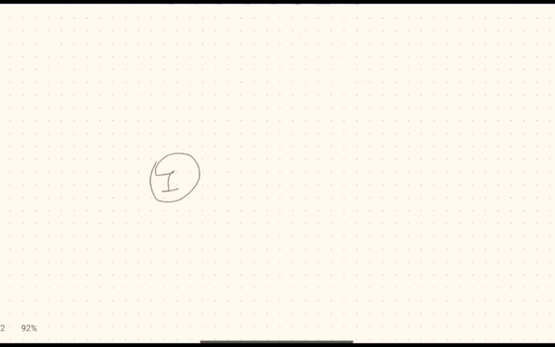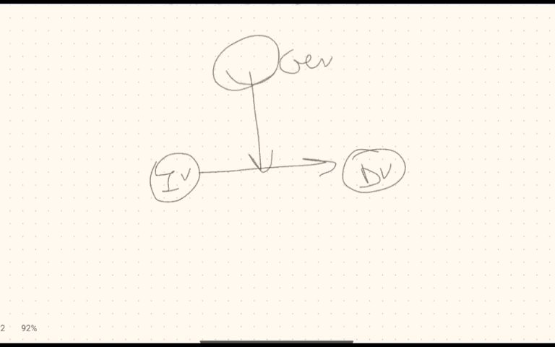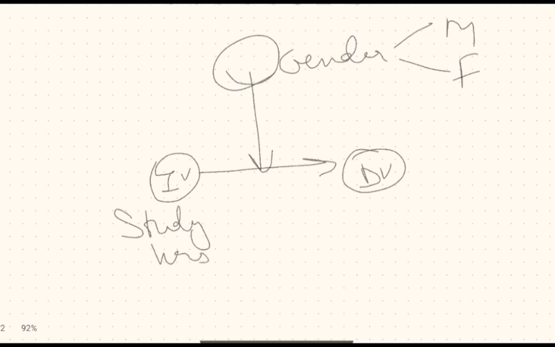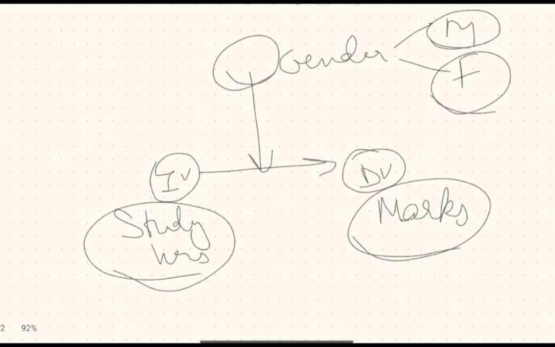So in case you have an independent variable and a dependent variable, and we say that it is moderated by gender, which is a categorical variable having two categories, male and female. So we say that study hours put in by a student influence the marks of the student, and it is different for male and female. It shows a different effect. The effect of study hours on marks is different for both categories of gender, male and female. This is known as a moderator.